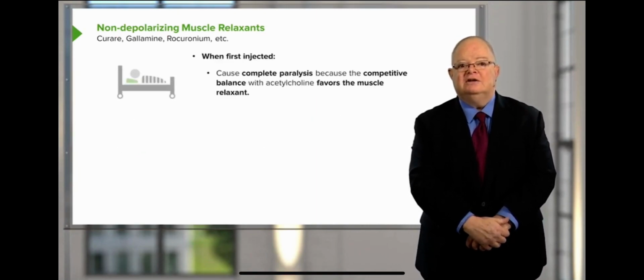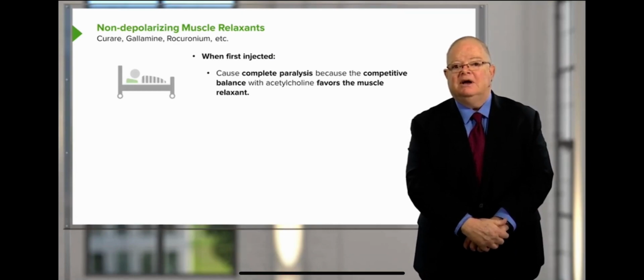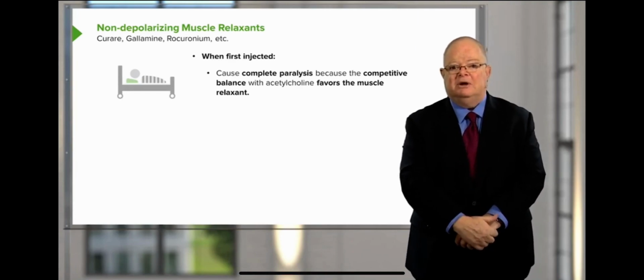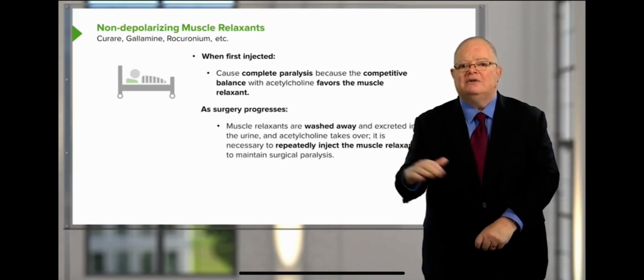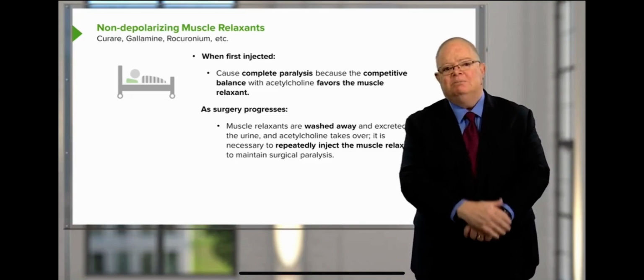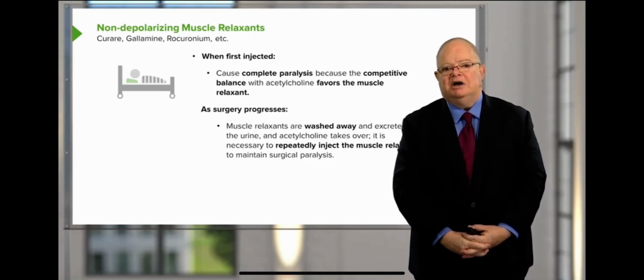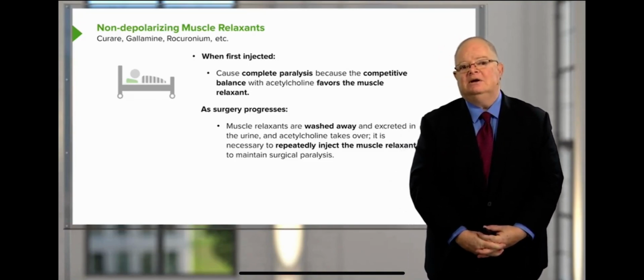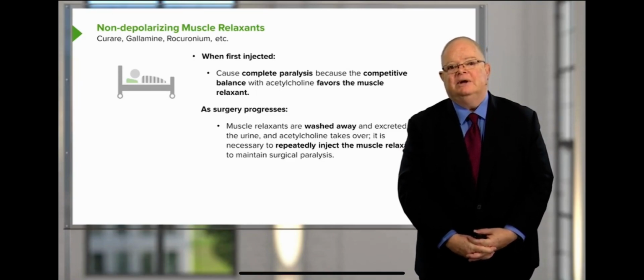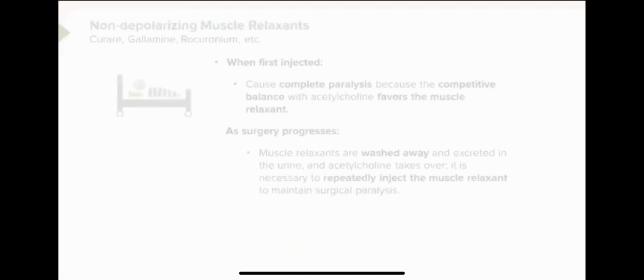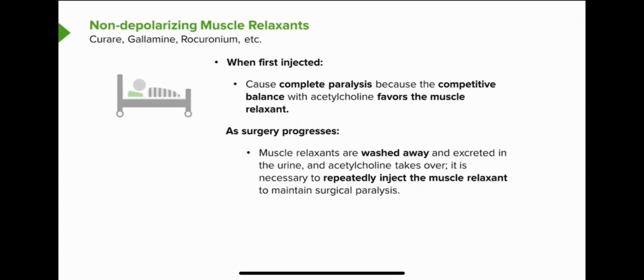When first injected, they cause complete paralysis because the competitive balance with acetylcholine favors the muscle relaxant. We inject a lot of muscle relaxant. As the surgery progresses, the muscle relaxants are washed away, become diluted in normal body fluids, and are excreted primarily unchanged in the urine, and acetylcholine takes over. Therefore, it is often necessary to repeatedly inject non-depolarizing muscle relaxants to maintain surgical paralysis. And believe me, the surgeons tell us when they think more paralysis is necessary.